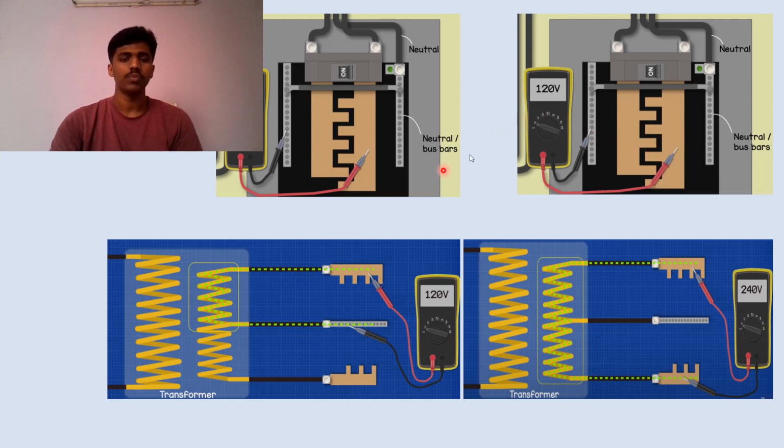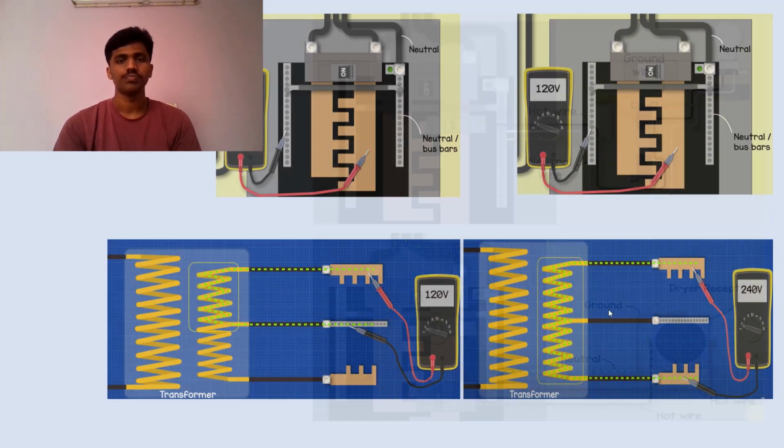Why it is like that: as we are measuring between the metal strip and the ground bar, we are measuring only half of the coil which is present on the secondary side of the transformer. Hence we will get only 120 volts. But when measuring voltage between the two metal bars, the whole coil of the secondary unit of the transformer is included. Hence we are getting a voltage of 240 volts.